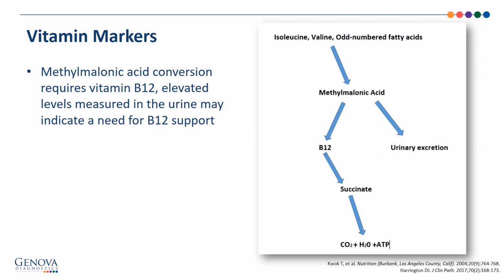When we look at specific elevations of organic acids, they provide insight into what specific nutrient cofactor may be required. Methylmalonic acid conversion requires vitamin B12. Elevated levels of methylmalonic acid in the urine and urinary excretion tells us that we need more B12 functionally to better break methylmalonic acid down.